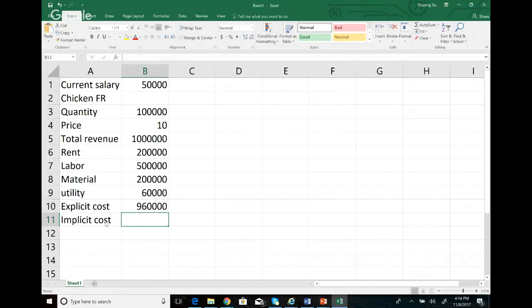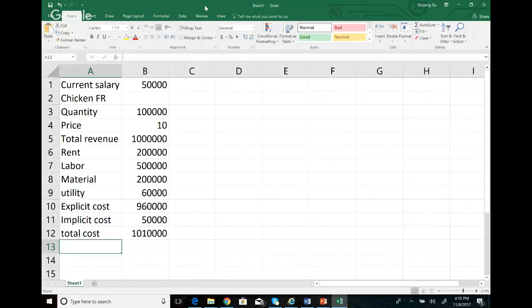Implicit cost is my opportunity cost. Now for this business, if I'm gonna run my business, that means I need to quit my current job, which means I will give up my current salary of $50,000. So that is my implicit cost. Your total cost is altogether. So take your $960,000 plus $50,000 implicit cost. That is my total cost of $1,010,000.